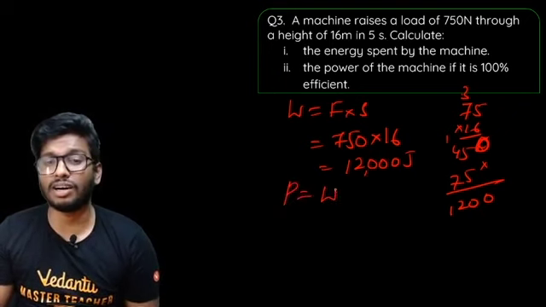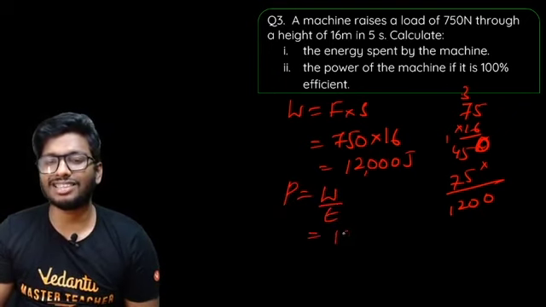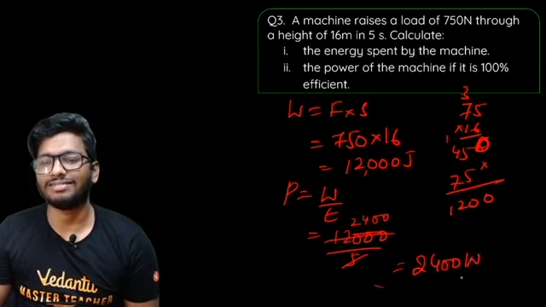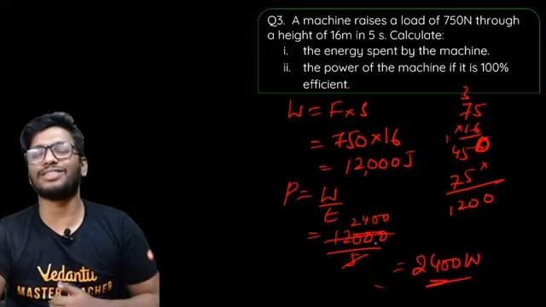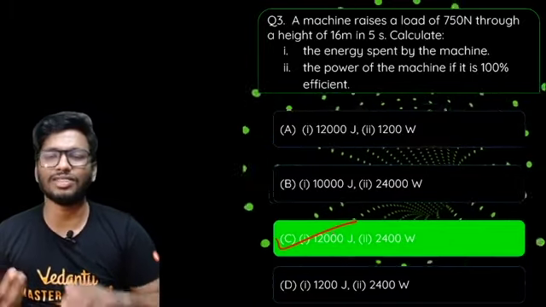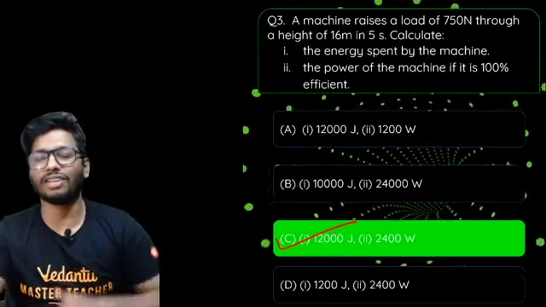Power is nothing but work done by time. Work done is 12,000 divided by time taken is 5 seconds. So that's 2,400 watt. Simple. The answer is 12,000 joules and 2,400 watt. So the option number C would be the right answer for this question. Well done to all those guys who gave the right answer for this one.